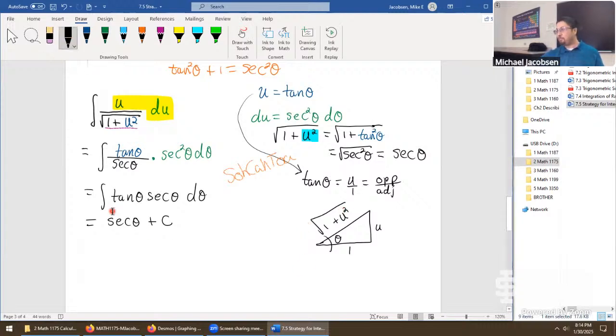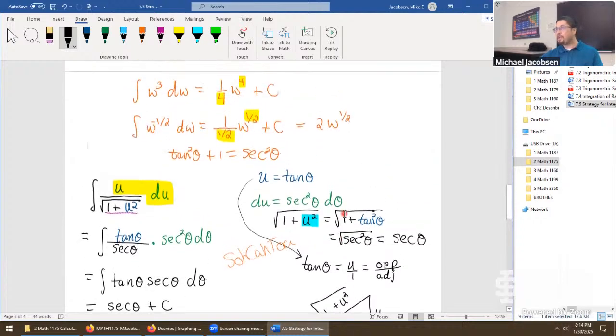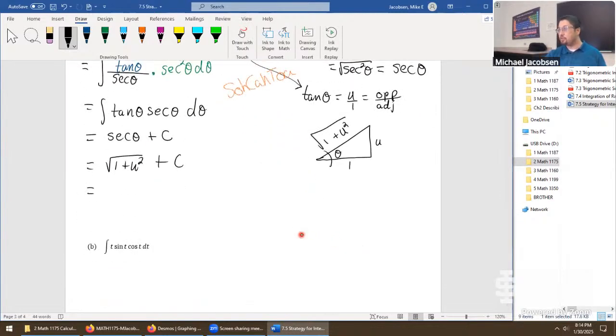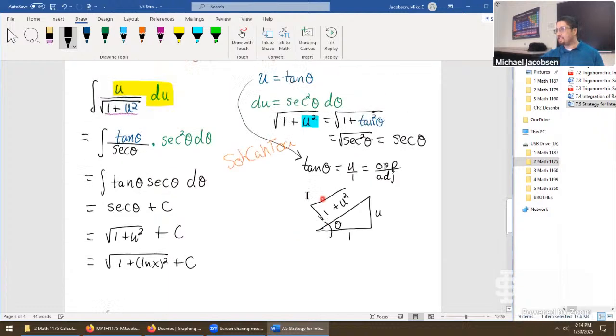Okay, so now we need a secant theta. Secant theta through the SOHCAHTOA is not adjacent divided by hypotenuse because we're dealing with a reciprocal. We go hypotenuse, root of 1 plus u squared, divide by the adjacent, which is a 1, so we can leave it off here if we prefer. Add a constant. Then, oh, hang on, what did I do here? Yeah, 1 plus u squared. And then from there on, we would have to come back way up here, say u is natural log x. So this turns into root of 1 plus natural log x squared plus a constant.